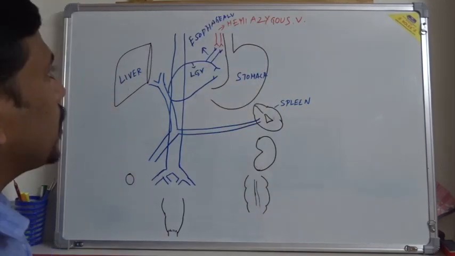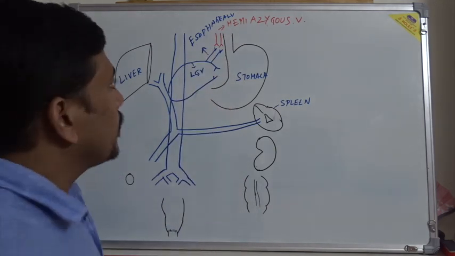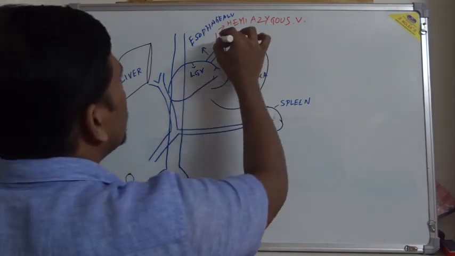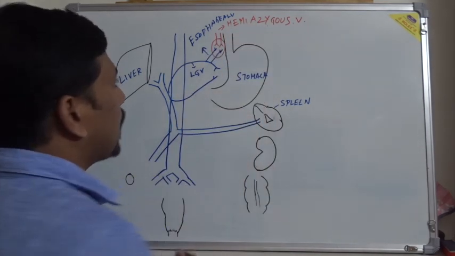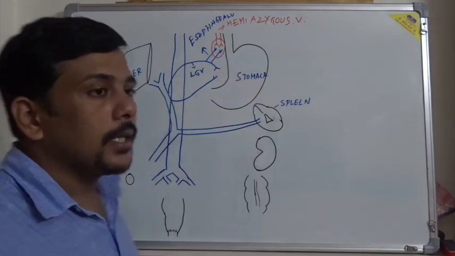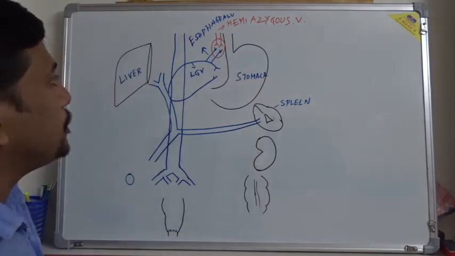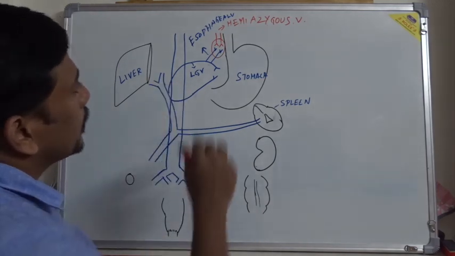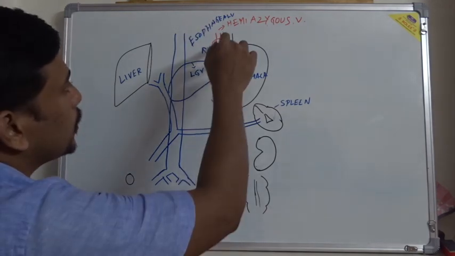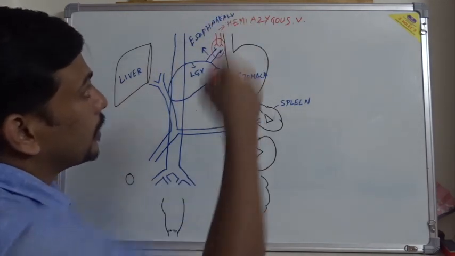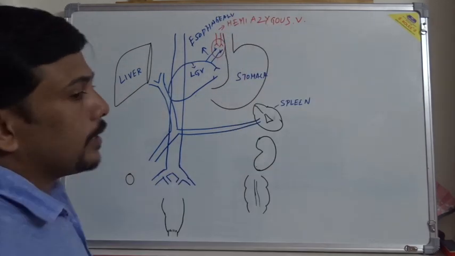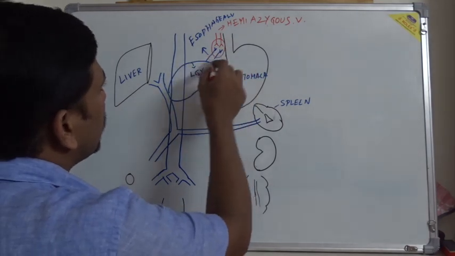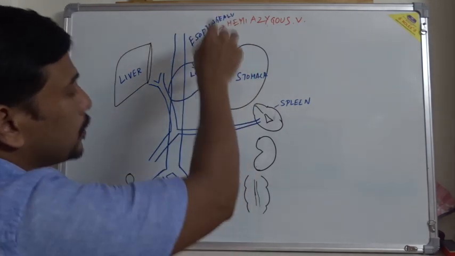So this particular site is said to be the first among the portocaval anastomosis, which is present in the lower end of the esophagus. Whenever there is obstruction to portal blood flow, the esophageal veins and the hemiazygous veins in the lower end of the esophagus will tend to get enlarged, because they are trying to send the blood through this path to the right atrium.